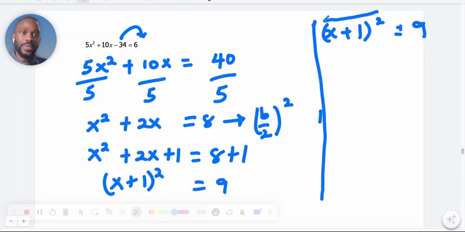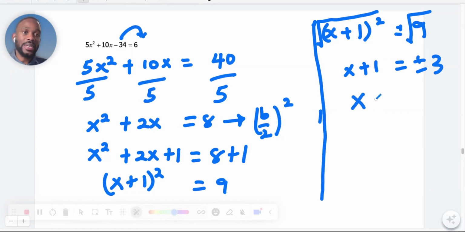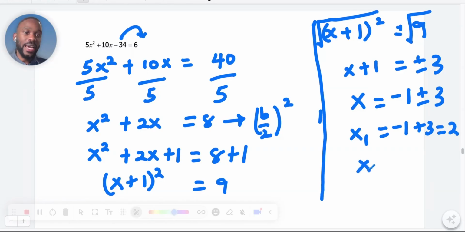So find the square root both sides of the equation, and this will give you x plus 1 being equal to plus or minus 3. Taking 1 the other side of the equation, you'll get x is equal to -1 plus or minus 3. And what that means is your first value of x is -1 plus 3, giving you 2. And your next value of x, which you can call x2, is -1 minus 3, giving you -4.